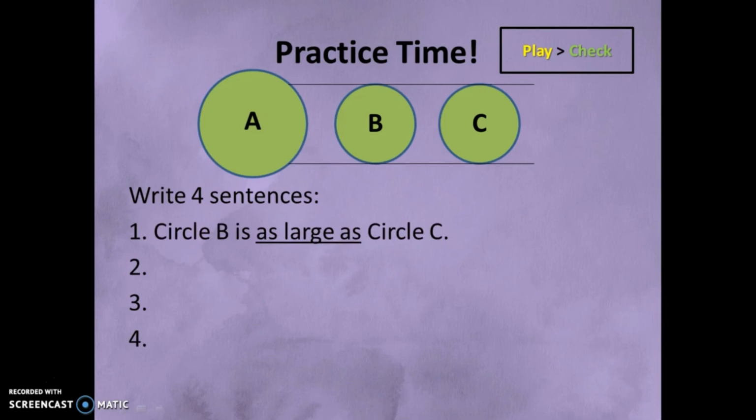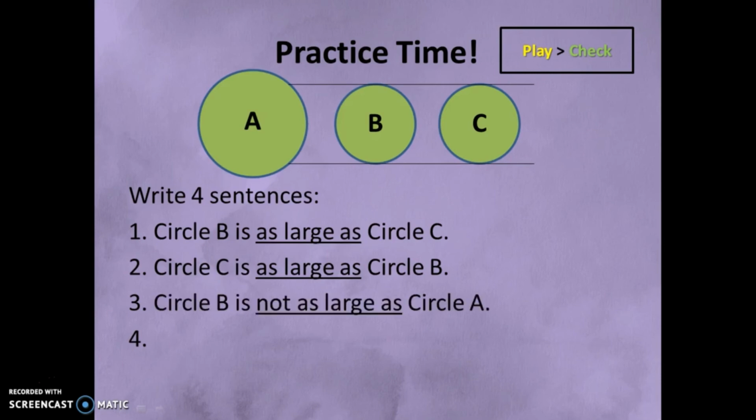Circle B is as large as circle C. That's true. They're both the same size. Circle C is as large as circle B. Also true. Remember, with a positive statement, we can switch our object and our subject. Circle B is not as large as circle A. Or I could say, circle C is not as large as circle A.